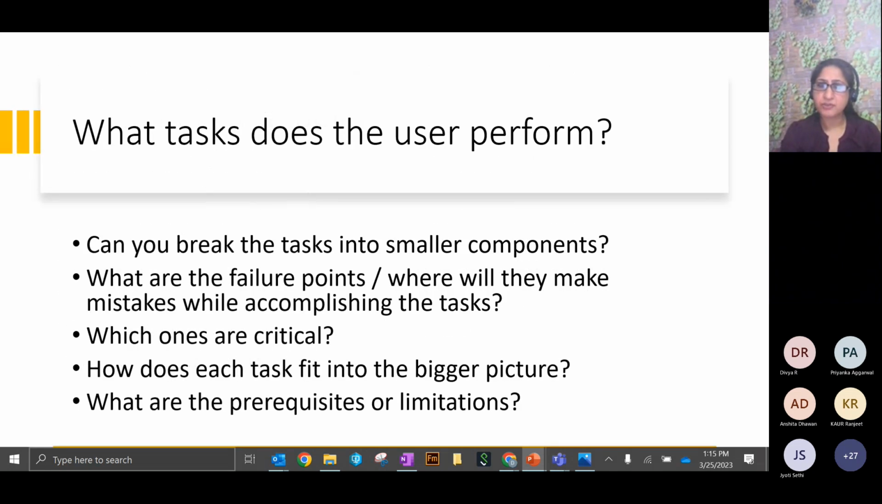What tasks does the user perform? The questions for us will be, can you break the tasks into smaller components? What are the failure points where they'll make mistakes? Which ones of the tasks are critical? How does each task fit into the bigger picture or the bigger scheme of things? What is the flow? What are the prerequisites or limitations that either limit the user to perform a particular task or he should be mindful of?